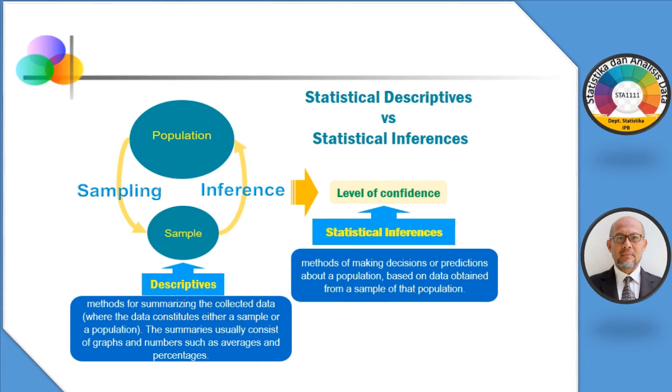So with this picture, you can imagine the relationship between population, sample, and the statistical sampling technique, and then based on this data, you can describe the data with descriptive statistics, and you can also use inferential statistics to test hypotheses or to estimate parameters with a certain level of confidence. Okay.